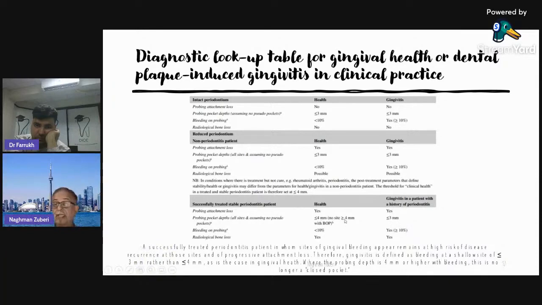In health, we can go up to 4 millimeter in a successfully treated case. We can still consider it. But in gingivitis, we are confining ourselves to up to 3 millimeter. Bleeding on probing is less than 10% of sites in health. Here they will be more than 10% of sites. Radiographic bone loss will be present in both conditions.